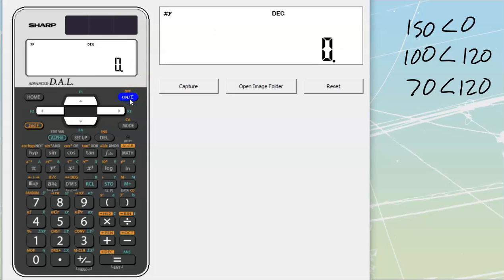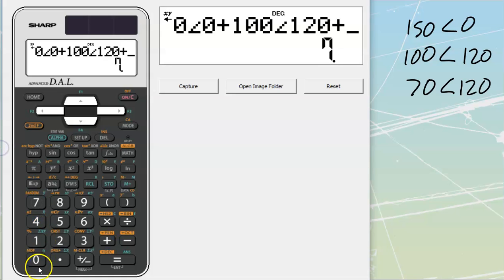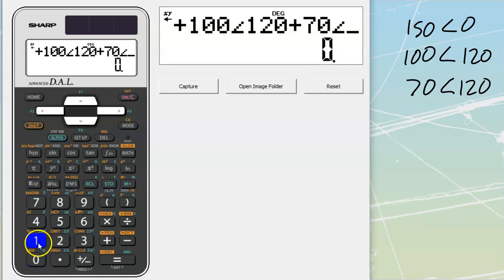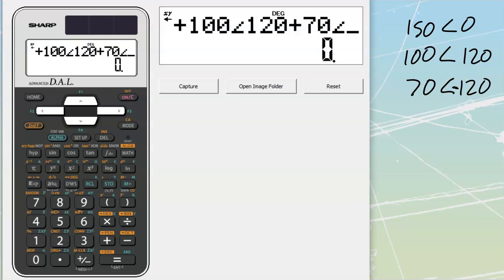I'll add all these together, so I'm just going to clear. Note that I'm in XY right now. I can add polar even though I am in XY format. I'm just going to identify it as polar, so I'm just going to do 150 angle 0 plus 100 angle 120 plus 70 angle. This one over here, sorry, I wrote that as 120. It should be negative 120 that I have over there. So I'm going to make sure that I put that in there. Negative 120. You can actually add it in as being positive 240 or negative 120. It'll treat it the same way, either way, equals.